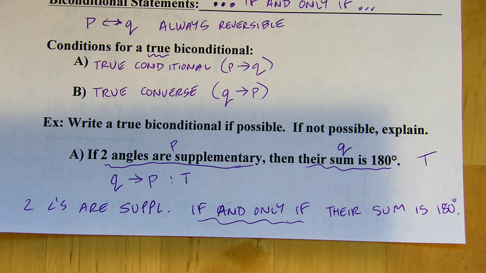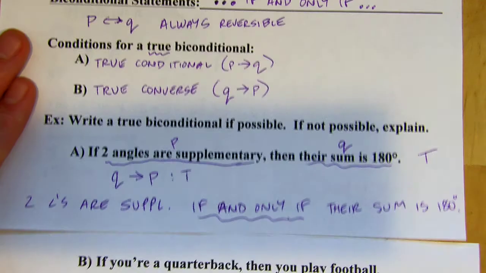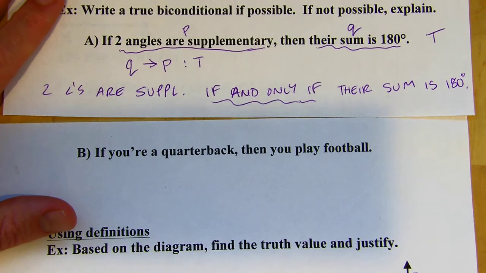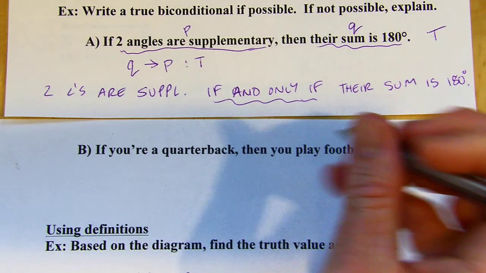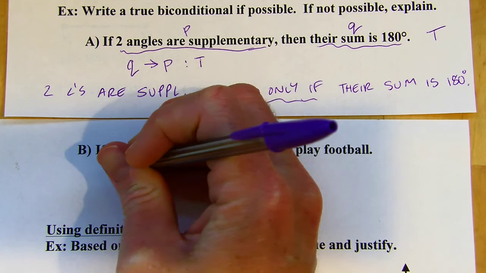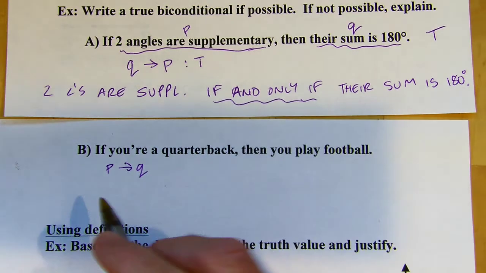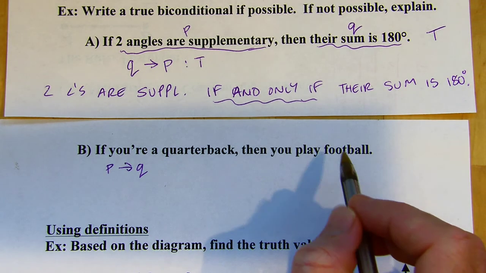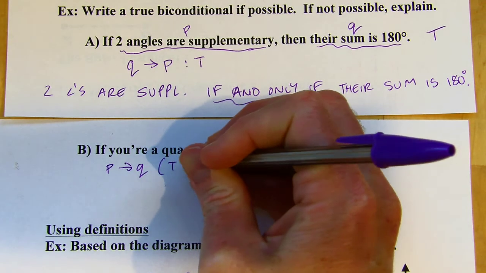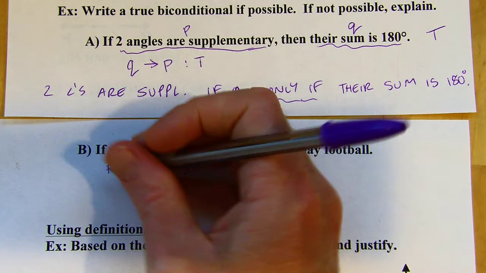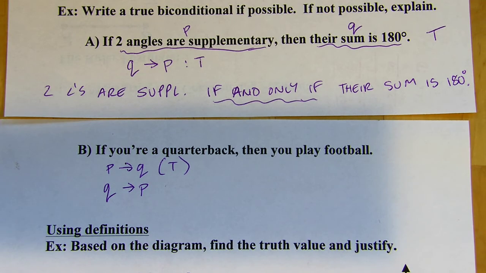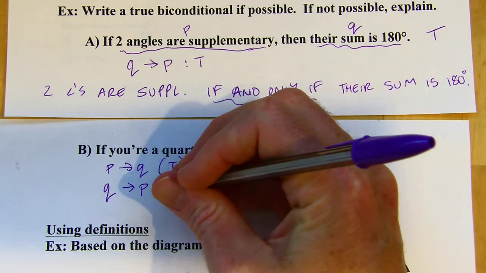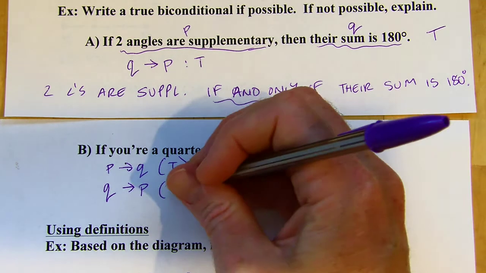Okay, and on to the last page. All right. This is writing another biconditional, so you can pause it and try that. So I'm going to think if this works. If I'm going the original direction, if you're a quarterback, then you play football. As far as I know, that's true. I don't know of quarterbacks in any other sports. Okay. Let's think about it the other way. If you play football, then you're a quarterback. Well, there are other positions. You could be a running back or a wide receiver or anything like that. So I could come up with counterexamples for the converse. So that's going to be false.